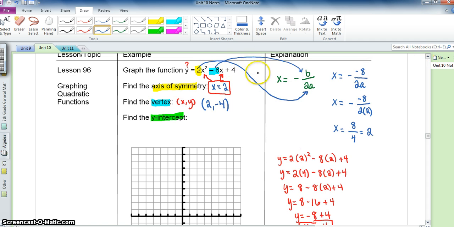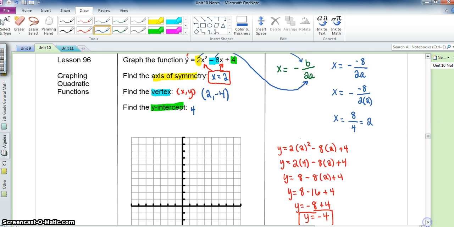The last thing it has you look for is your y-intercept. And the y-intercept is always your c value. It's the last one hanging out there. It doesn't have anything with it. So our y-intercept here is 4. I know those three things, I can now graph.